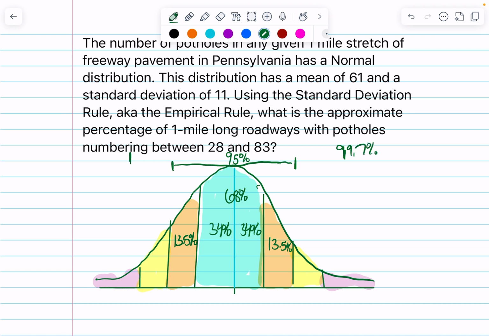Okay, so from the yellow, the ends of the yellow lines is 99.7. And then you get 2.35% in each one of these. And then the very end, what's left on the ends? It's a little small amount. Oh, 0.15%.